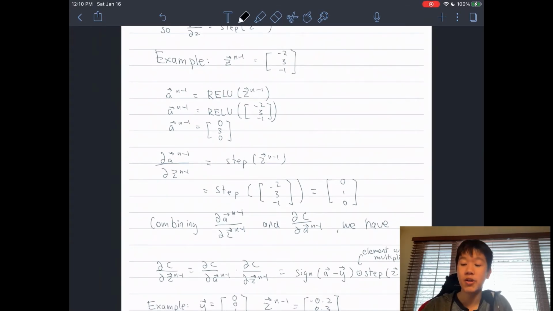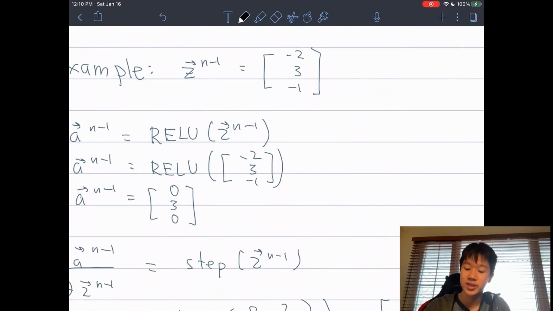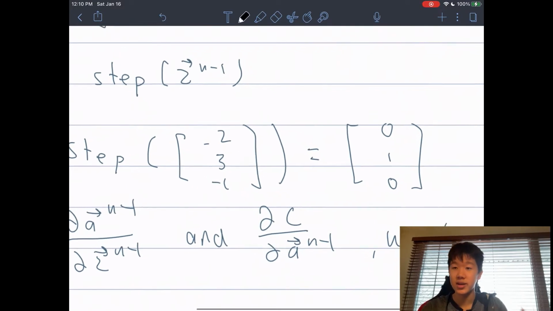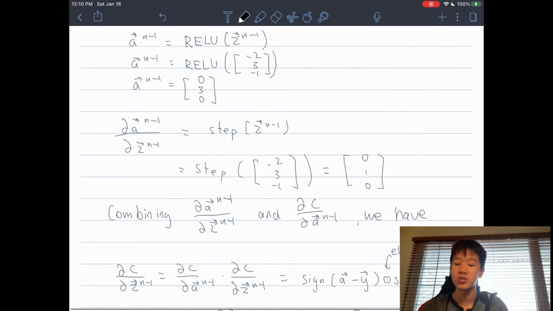And this is equal to step of [-2, 3, -1]. As you can see, this is z here, z is also here. And this gives me [0, 1, 0], because -2 and -1 are smaller than 0.